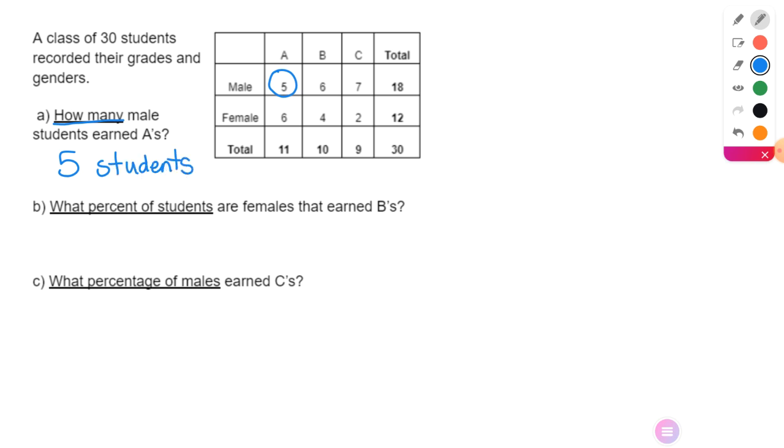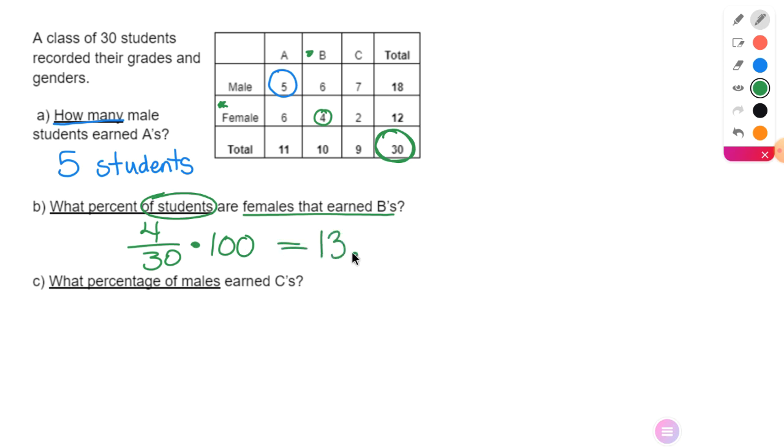Letter B, what percent of students? Now you're looking at every student here, so all 30. That is my denominator. Of those 30 students, how many are females that earn B's? So I go to the female row, the B column, and there's a total of 4. Now we want a percent, so I better multiply by 100. I would simply drop that into decimals. 4 divided by 30 times 100 gives me 13.33%. If you're not told how to round, rounding to the nearest hundredth, 2 decimal places, is a fair assumption.